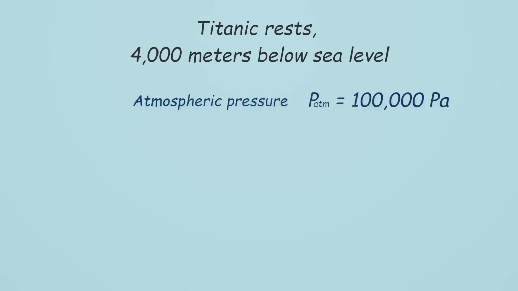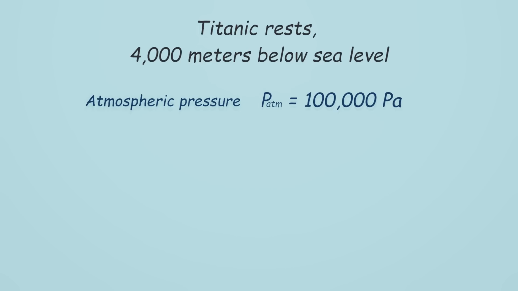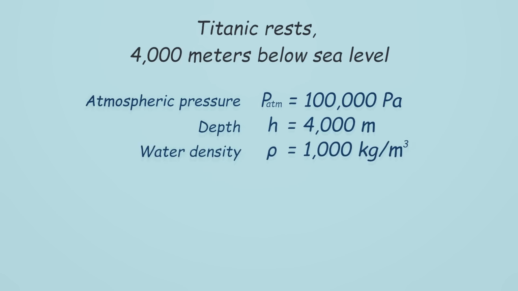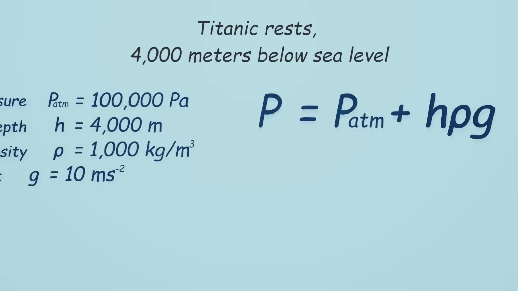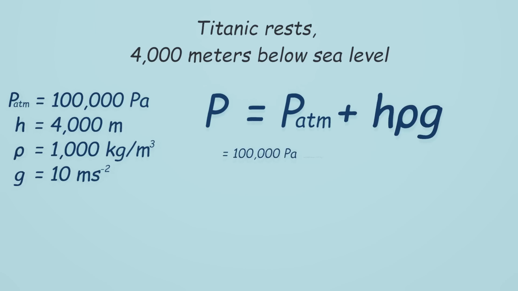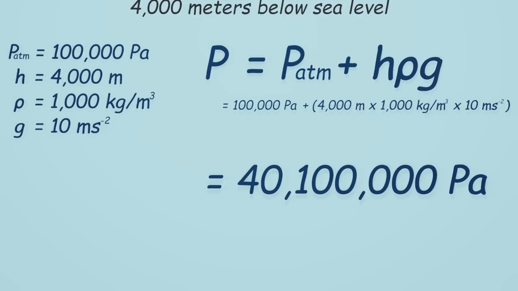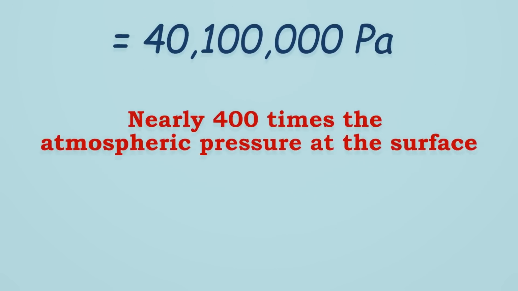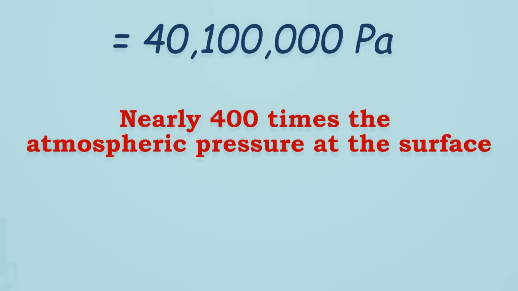Atmospheric pressure at the sea level is about 100 kilopascals. The depth of water is about 4,000 meters. The density of water is about 1,000 kilograms per cubic meter. Let's assume the gravitational constant is 10. Now do the math. So the pressure near the Titanic wreckage is about 40 million pascals. That's nearly 400 times the atmospheric pressure at the surface.